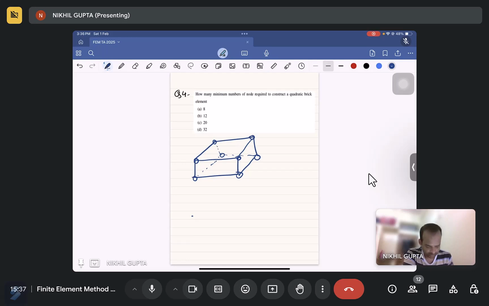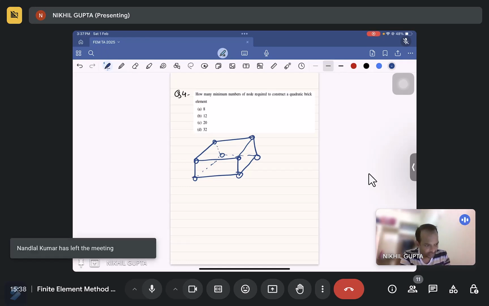Because when we are separating those faces, there will be information exchange between those same nodes, right? No, you are going in the right direction, but 32 is not correct. It should be 20. Yes, correct. Okay, I'll tell you how it is.